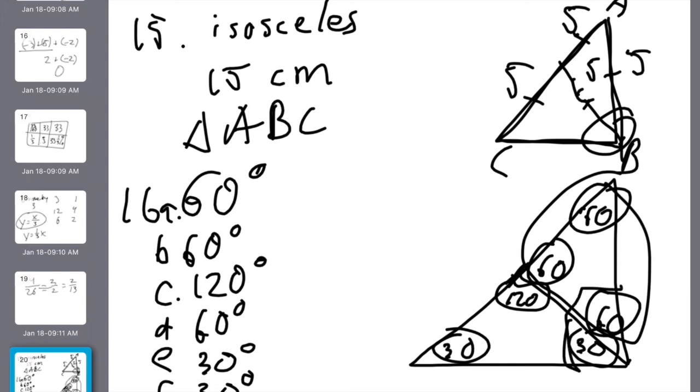Okay, so you need to know equilateral gives you all 60s. Because of the right triangle, this one had to be 30 to equal 90. And then straight line, 180, triangles, 180. That's how we got those last two.